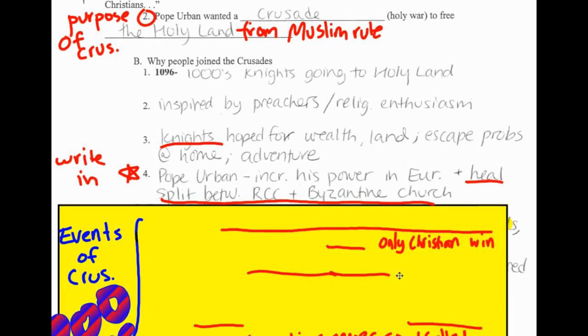Pope Urban wanted, why did he even initiate the Crusades? He wanted to increase his power in Europe and bring the two churches together, the Catholic Church and the Byzantine Church. RCC stands for Roman Catholic Church. So you should write in B4 to the side.